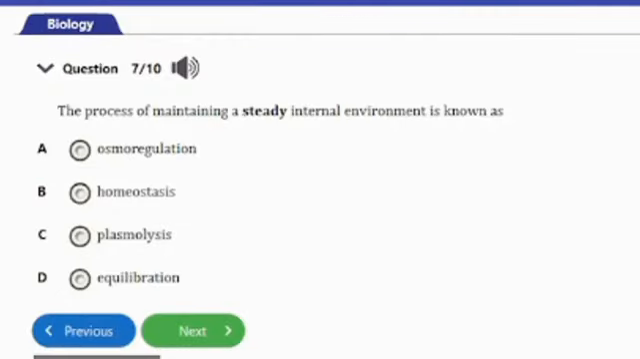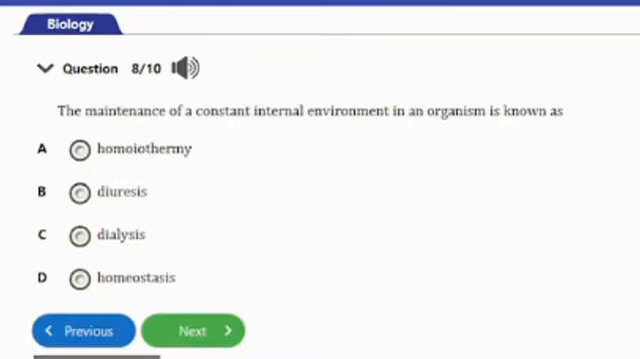The question says, the process of maintaining a steady internal environment is known as A. Osmoregulation, B. Homeostasis, C. Plasmolysis, D. Equilibration. The answer to this question is option B, and that's homeostasis. So let's consider the next question, and that's question number 8.